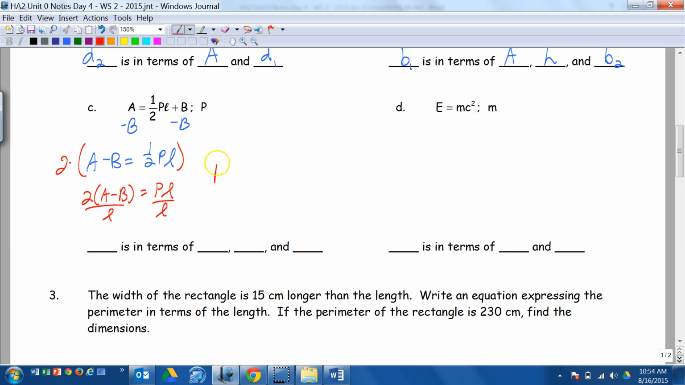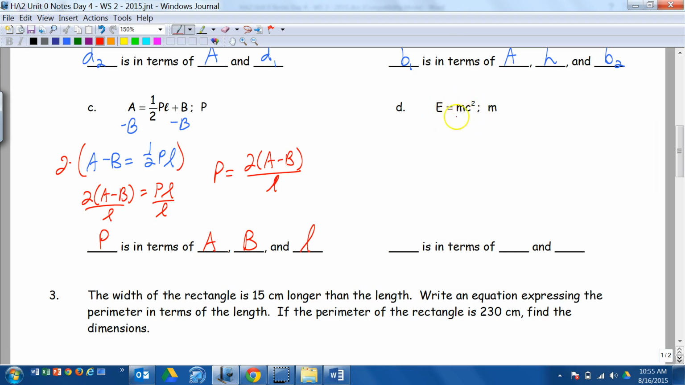So you get that the perimeter of the base, I believe this is the surface area of a cone or a pyramid, is equal to 2 parentheses A minus B all over slant height L. Okay, so the perimeter of the base is in terms of three things: the area, that's the surface area, the area of the base, B, and the slant height. Okay, and then this one's pretty basic. We just need to solve for M.